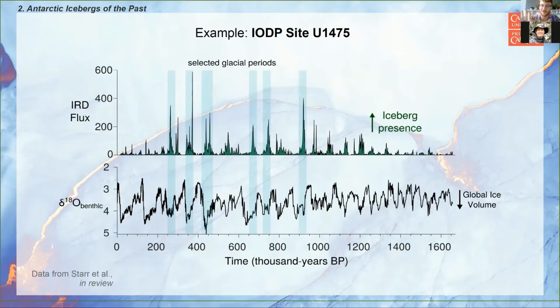And we can see that at times when ice rafted debris is very high, the 18O, the oxygen isotope, is very heavy, which means there's a higher global ice volume. There's more ice on the planet. So we see that in ice ages, we have more IRD at the Agulhas Plateau at site U1475.